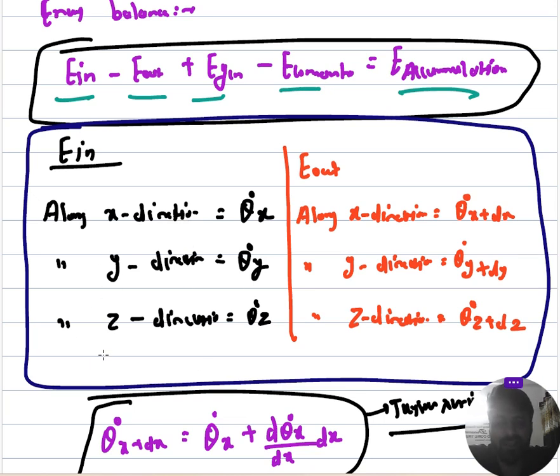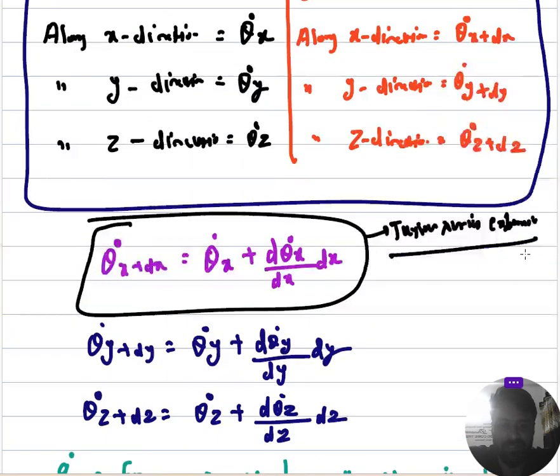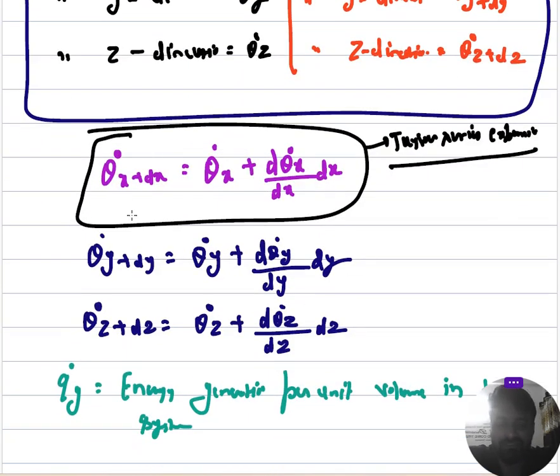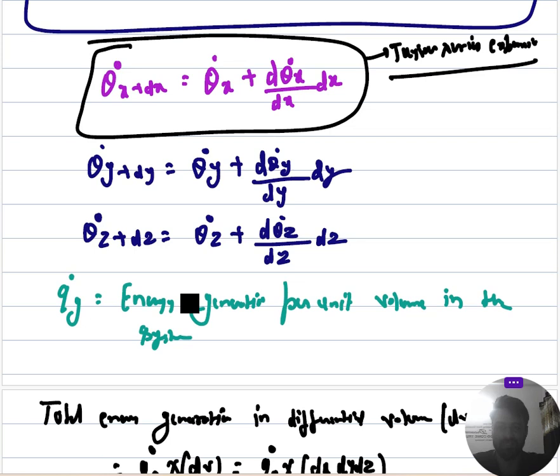So here you can see that along the x direction, the rate of heat transfer getting in is q dot at x, and along the y and z directions also q dot y and q dot z respectively. And the energy coming out of the cubical volume at x plus dx, y plus dy, and z plus dz is q dot at x plus dx, q dot y at y plus dy, and q dot z at z plus dz, right? Once we do this, we can do the Taylor series expansion of q dot at x plus dx, that is q dot at x plus dq dot x by dx times dx. And similarly, I can perform this for q dot y plus dy and q dot z plus dz.